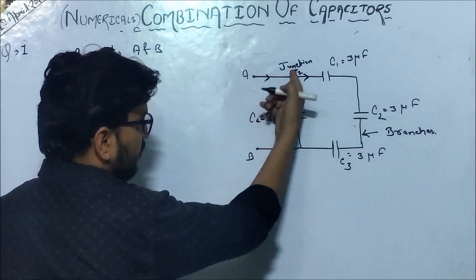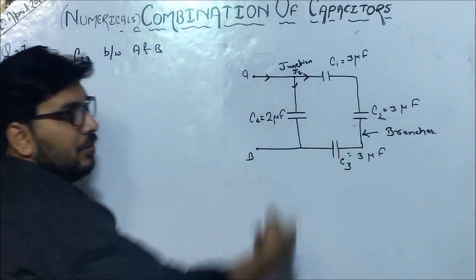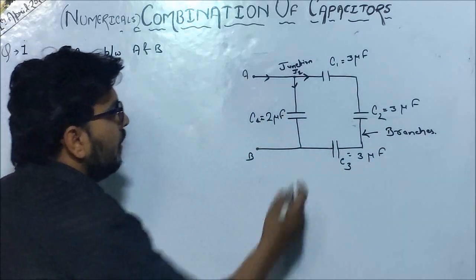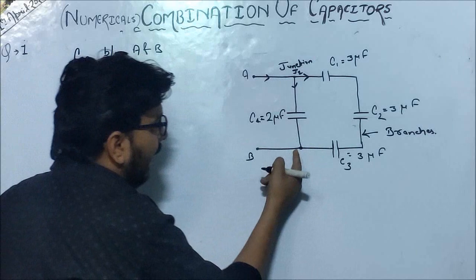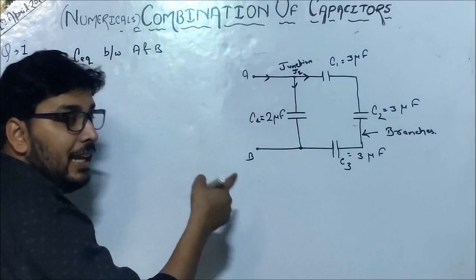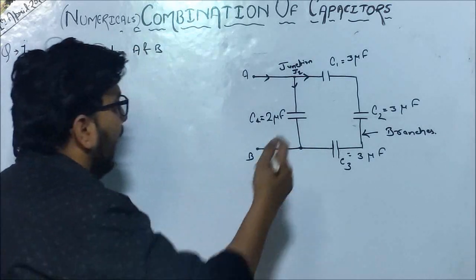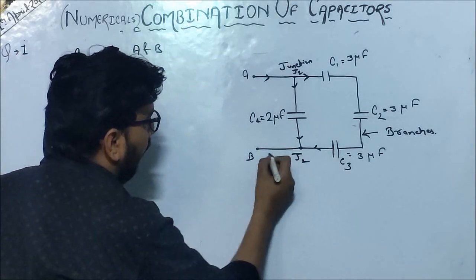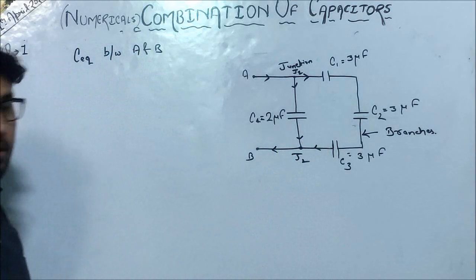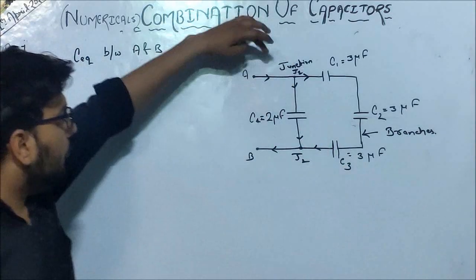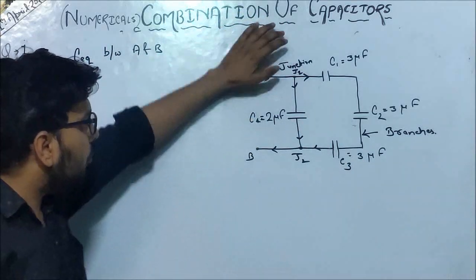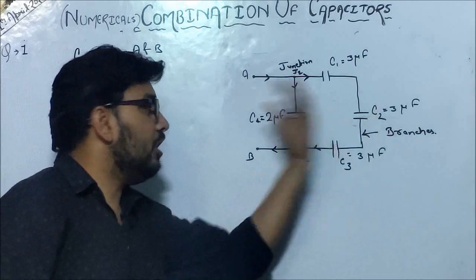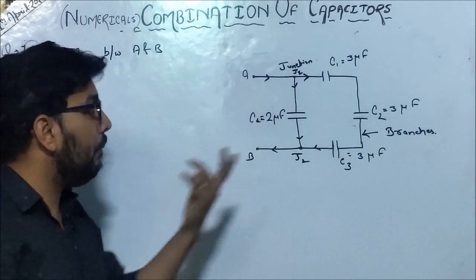So we have two branches, one branch is this and another branch is this, and after flowing through all the elements, the charge gets combined at a point. Again, this point is also called a junction, and this is J2, and after this the charge will move out. So we are going to calculate the capacitance between two junctions. दो जंक्शन के बीच का आपको कैपेसिटेंस निकालना है.